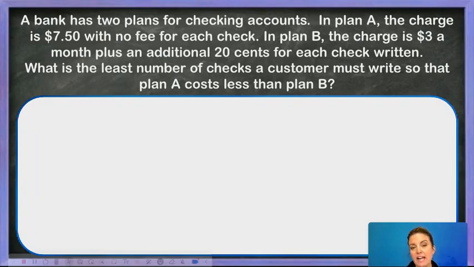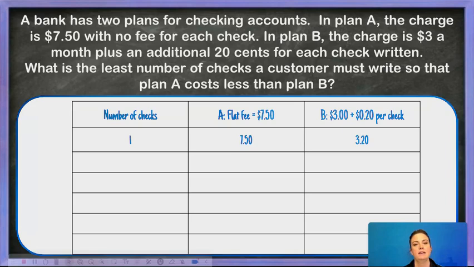If we need to figure out which plan we should go with, we want to know the parameters and how many checks we can write before maybe plan B would be a better option. So what I'm going to do is set up a table. I have to think about what numbers of checks I'm going to write. Plan A is $7.50 a month. Plan B is $3 a month plus that 20 cents per check. If you do one check each month, plan A is going to cost you $7.50. Plan B, however, is $3.20, right? And if you're never going to write checks, obviously you're going to go with plan B.